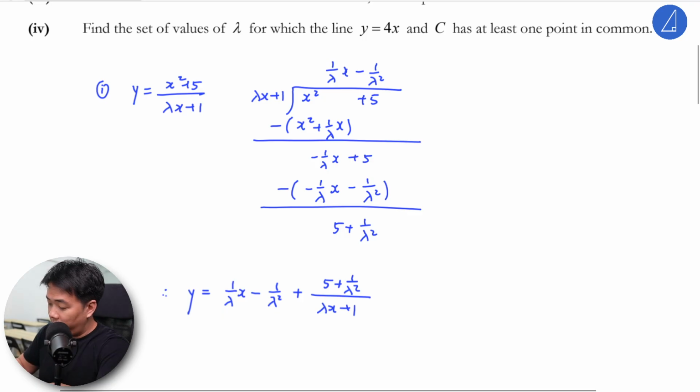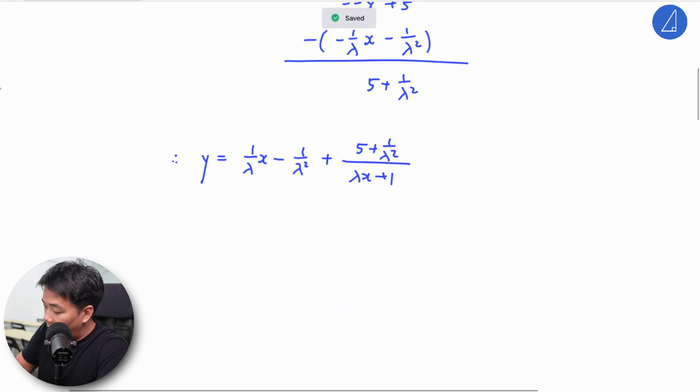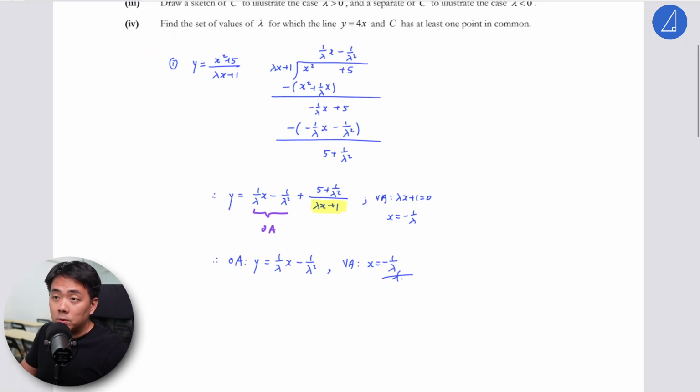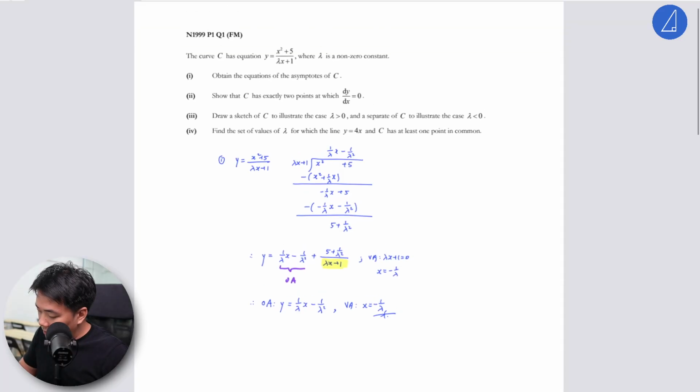So finding the oblique asymptote shouldn't be an issue. This will be the oblique asymptote, OA. Then to get the vertical asymptote, we just need to equate the denominator to 0, right? We can't divide by 0. So these are the two equations of the asymptotes. Okay, that's about it. Then we're going to look at part 2.